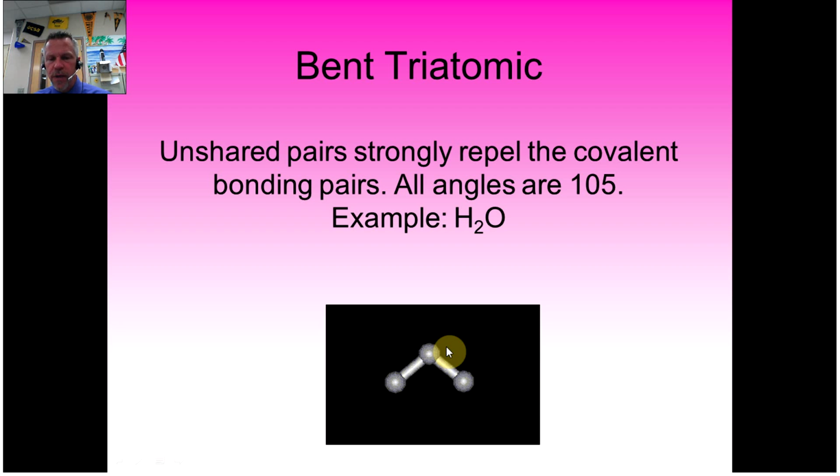They don't show up in this picture because this only shows atoms. So 2 unshared or non-bonding pairs of electrons right here and right here on the oxygen atom. Those unshared pairs really strongly repel each other and the bonding pairs here and here. The result is that this molecule takes a bent triatomic state with a bond angle between these 2 hydrogens of 105 degrees. And of course, the example is water. So that's our bent triatomic example.